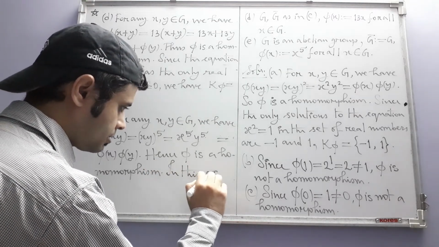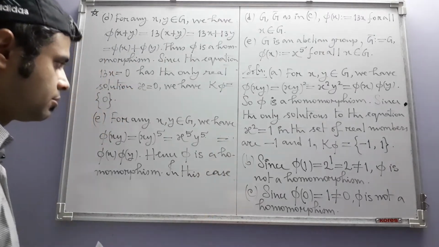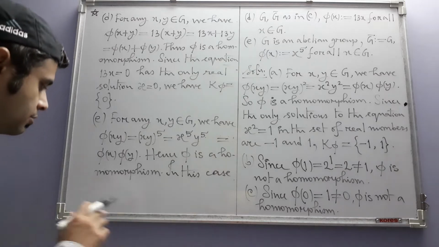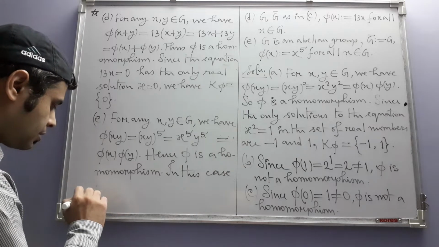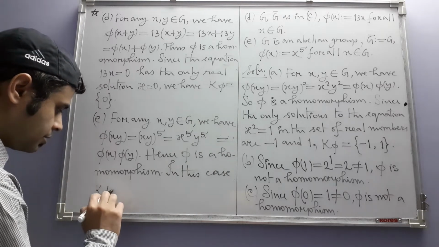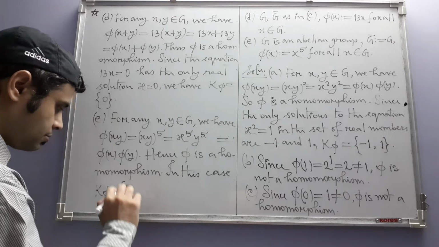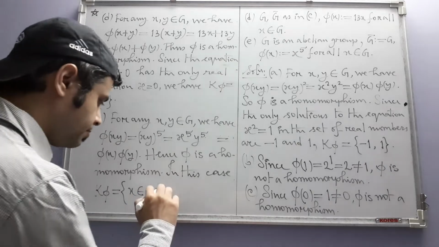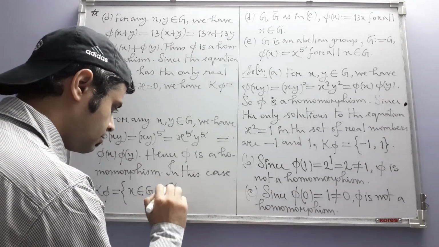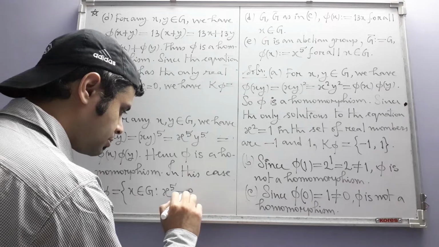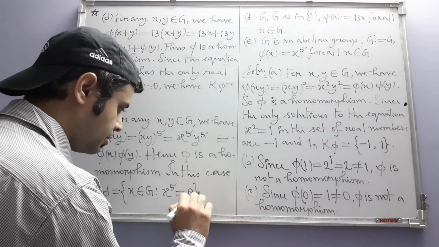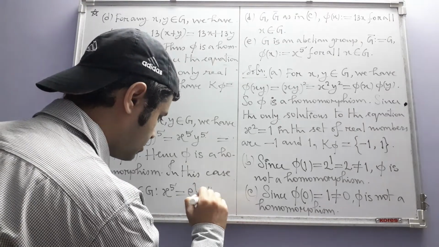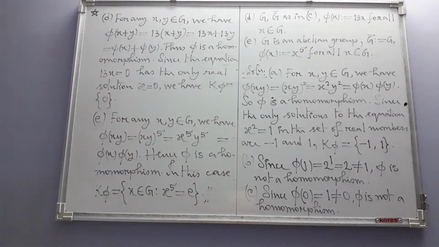In this case, since we don't really know what the abelian group G is, the most we can say about the kernel is this. The kernel is the set of those elements in G whose fifth powers are equal to the identity element of G. So that concludes the solution.